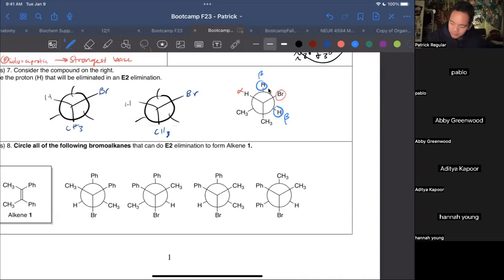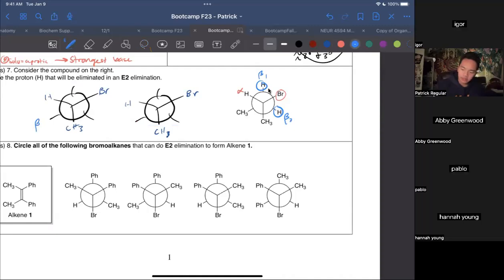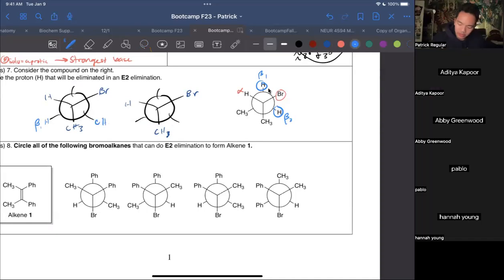CH3, H. There we go. So for the beta 1, all right, let's do beta 1. Beta hydrogen 1, CH3 would be over here. Beta hydrogen 2 would be over here. Let's do beta hydrogen 2. CH3 would be over here. Beta hydrogen 1 would be over here.